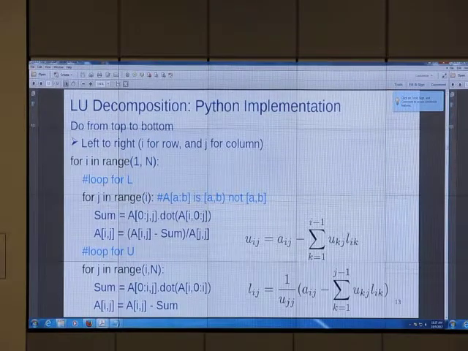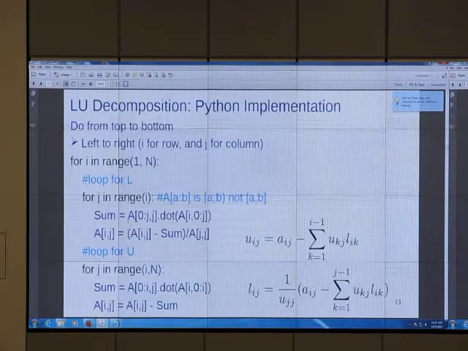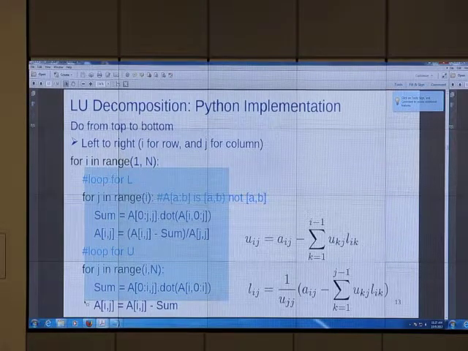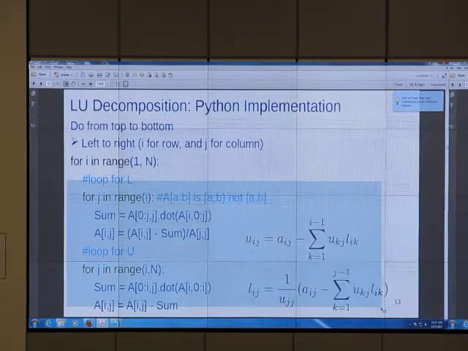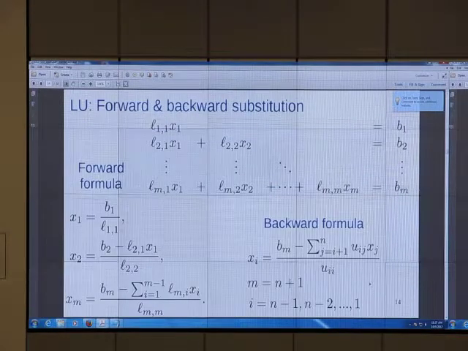But there are other ways to write it too. We will talk more about this when we go over the code and when we are in 212. For now, let's assume that this works. How about that? Okay, how do we do forward and backward substitution?